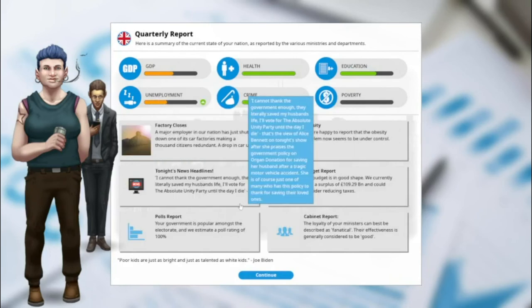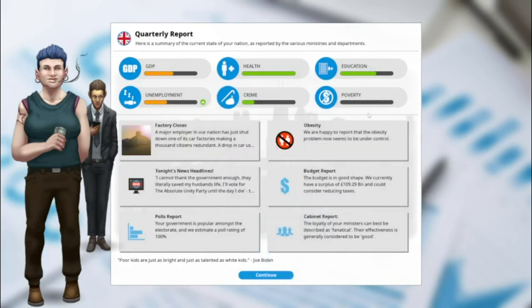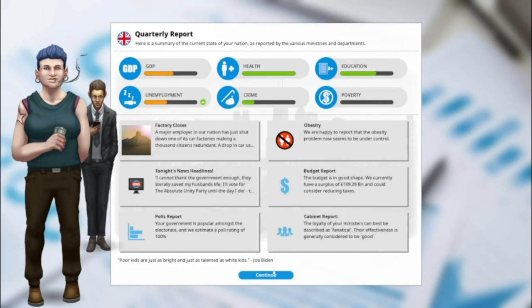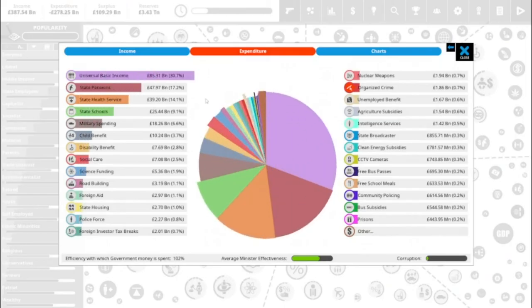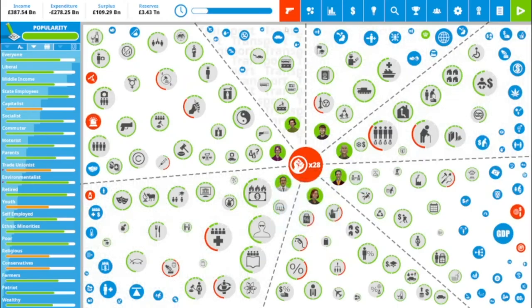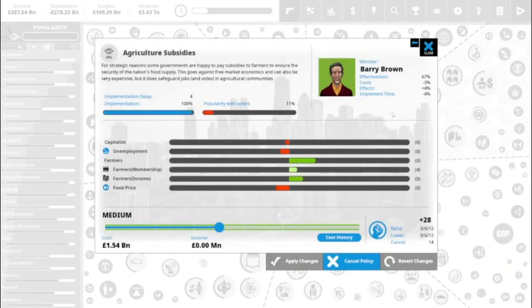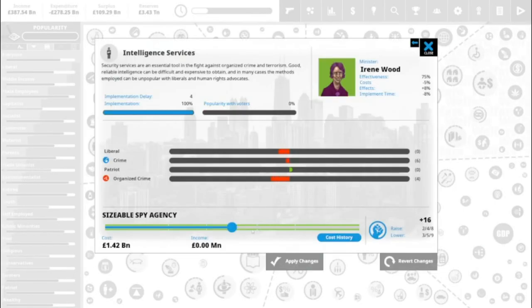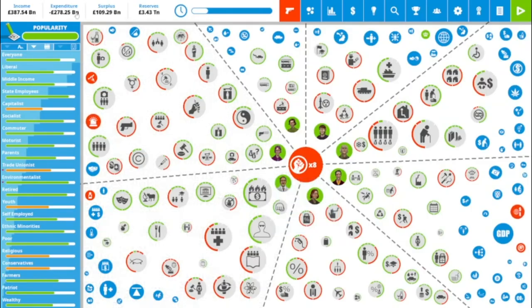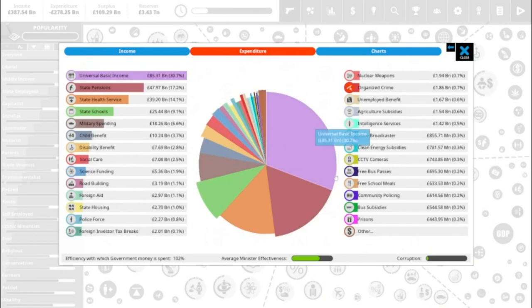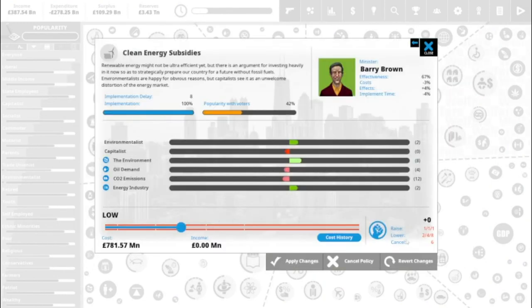Demand from donor. We don't need donors. Factory closes. Obesity's ended. Organ donation is great. We're still 100% popular. That's still working. Unemployed benefit. Maximum. Agriculture. We like agriculture. Maximum. Intelligence services. Maximum. State broadcaster. Maximum. Clean energy subsidies. Oh, we can't change that anymore. We've run out of political capital.